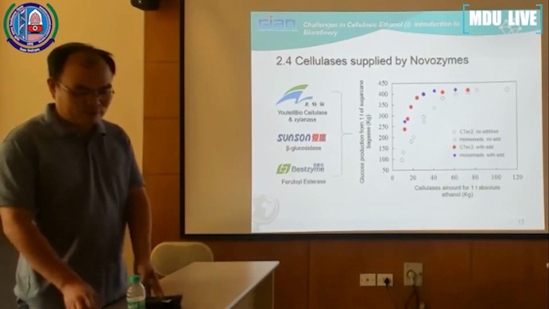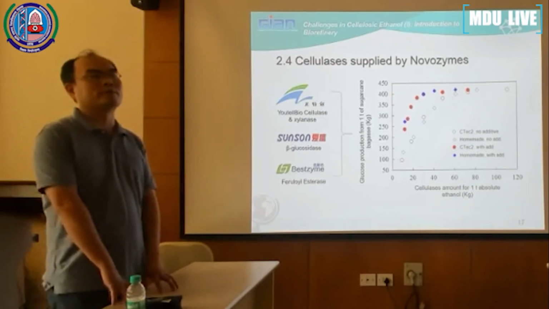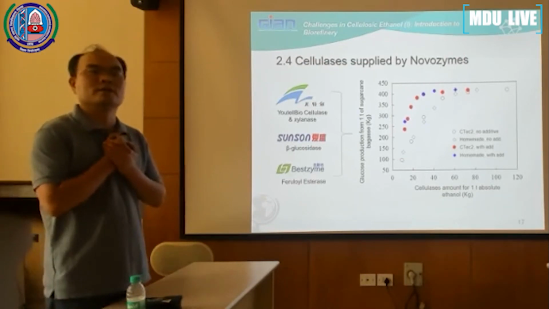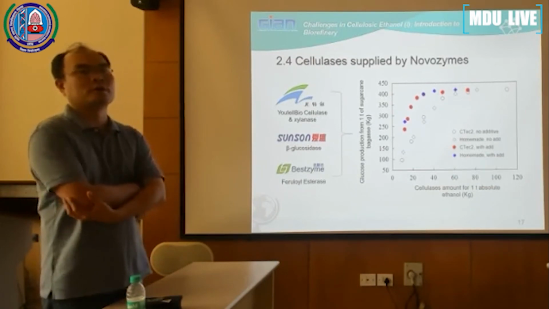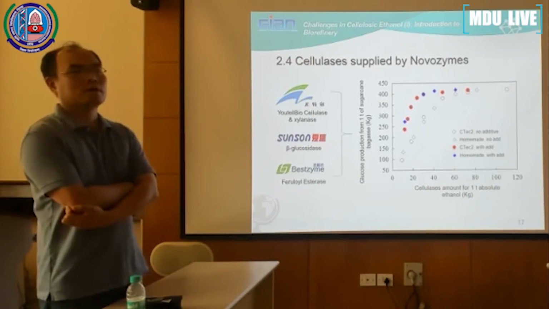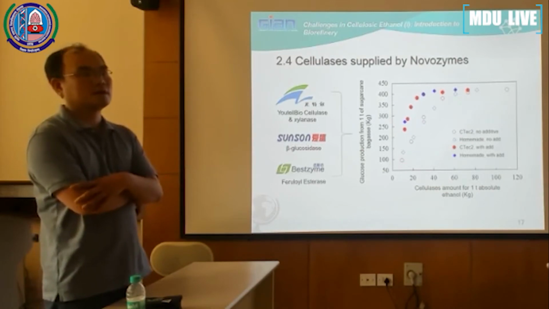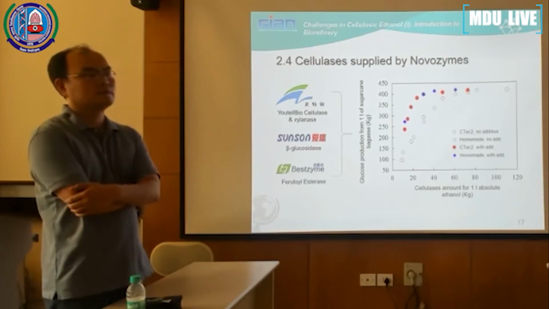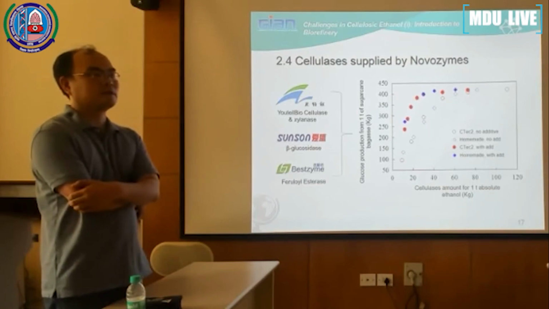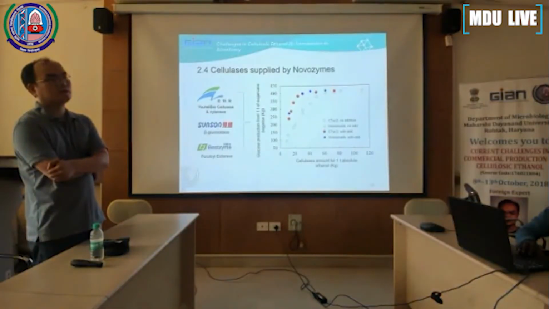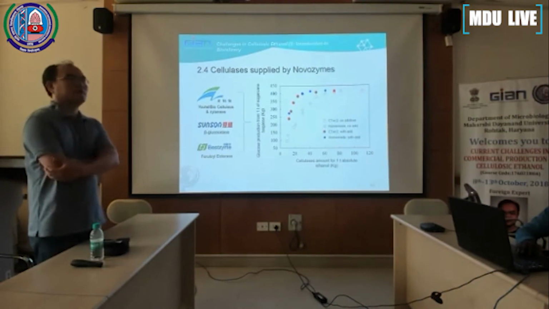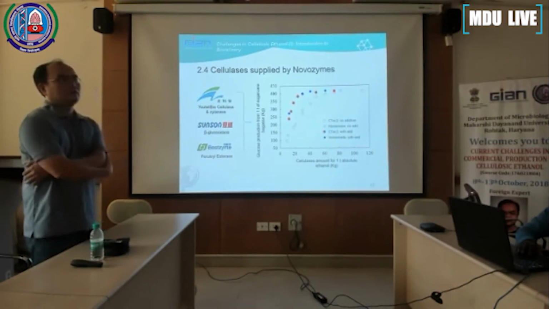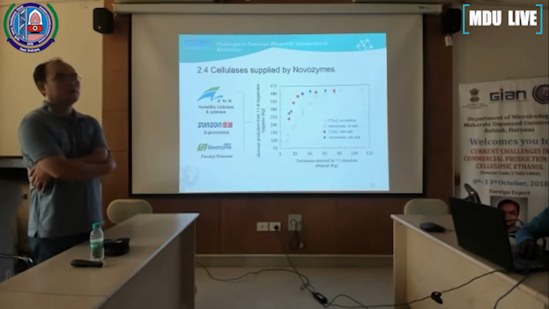CMC activity primarily represents the activity of endoglucanase, not CBH, not the actual glucosidase. Suppose we have two or three enzymes, multiple enzymes, and we have to select one for saccharification. What parameter should we look for, like temperature optimum, pH optimum, Km, Vmax, or catalytic activity? Because the FPA activity is the most important measure.